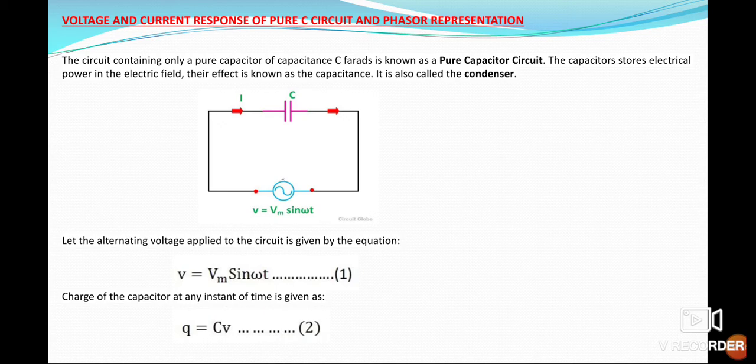So in the given diagram, we can see that the supply voltage is represented as V equals Vm sin omega t, which is connected in series with a capacitor. So let the alternating voltage be V equals Vm sin omega t, and the charge of the capacitor at any instant of time is given by Q equals Cv, where Q is representing the charge.